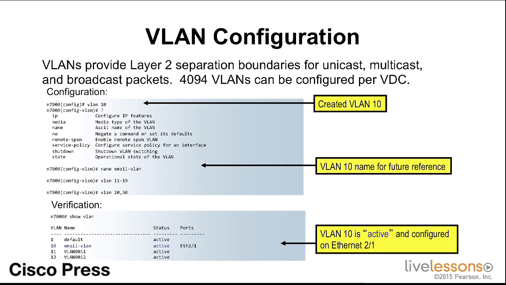Once you create a VLAN, it automatically goes into an active state. You can use the shutdown command to disable a VLAN. NXOS also has a series of reserved VLANs, and these reserved VLANs are used for various features internal to the system.